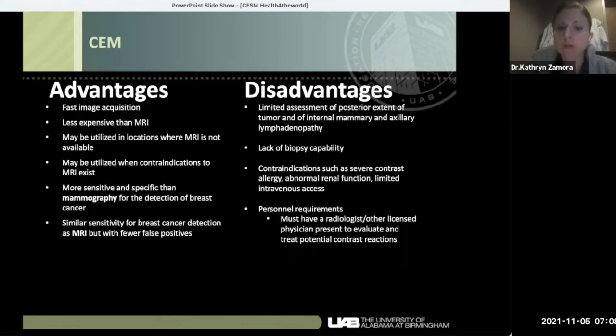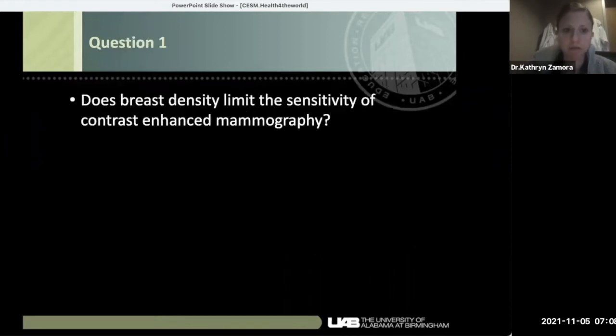Additional contraindications are those to iodinated contrast. So if they've had a severe contrast reaction or they have abnormal renal function, we cannot use this examination. And personnel requirements, because it does use contrast, a radiologist or other licensed physician typically needs to be present to evaluate for potential contrast reactions.